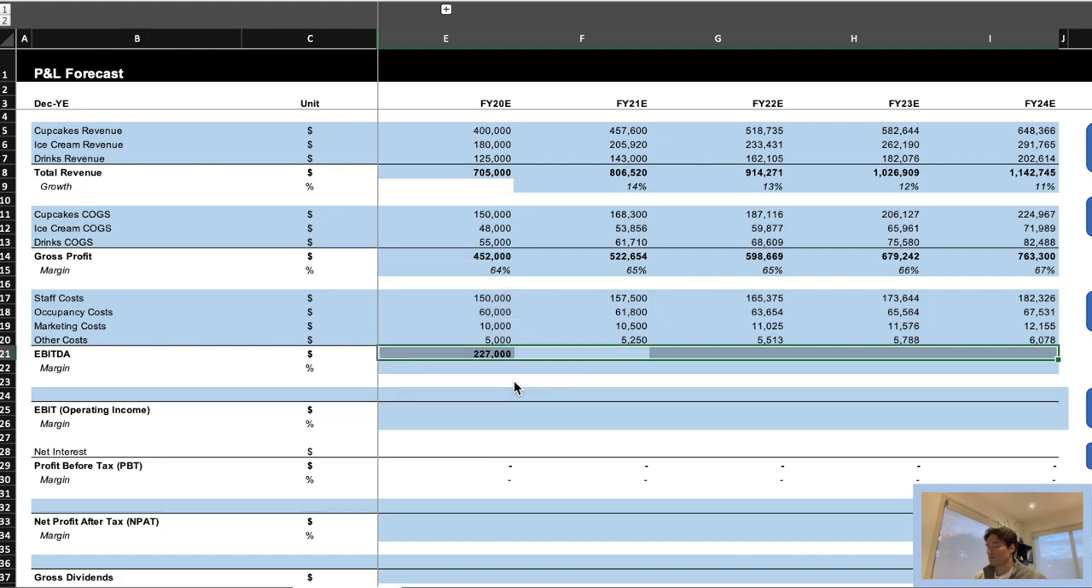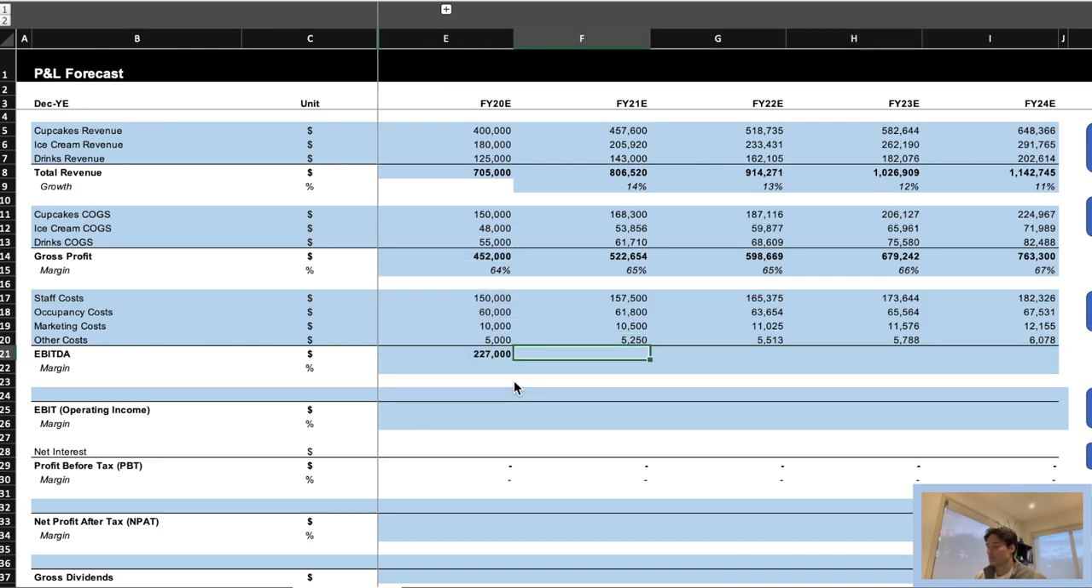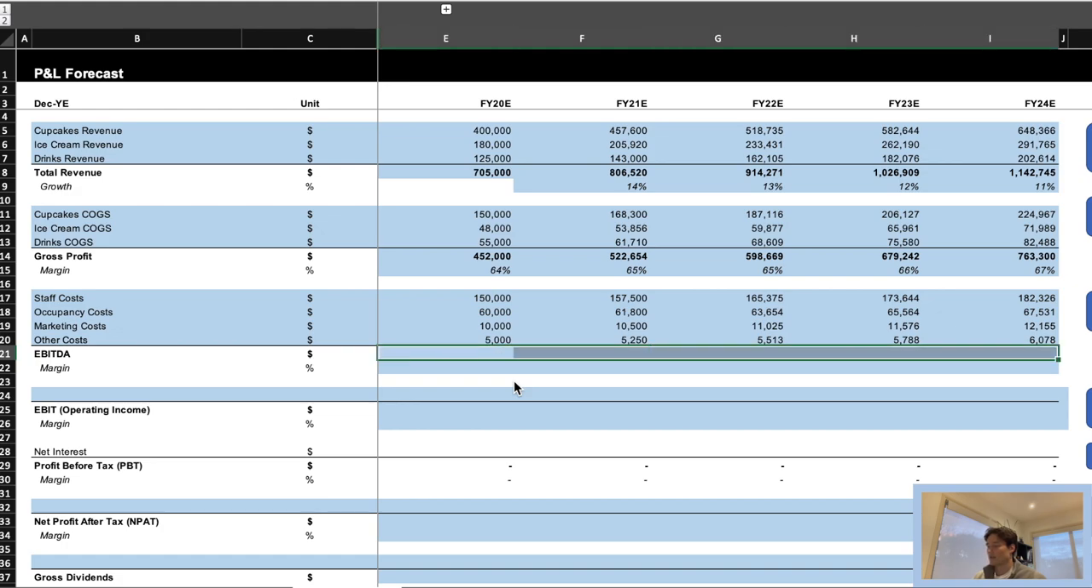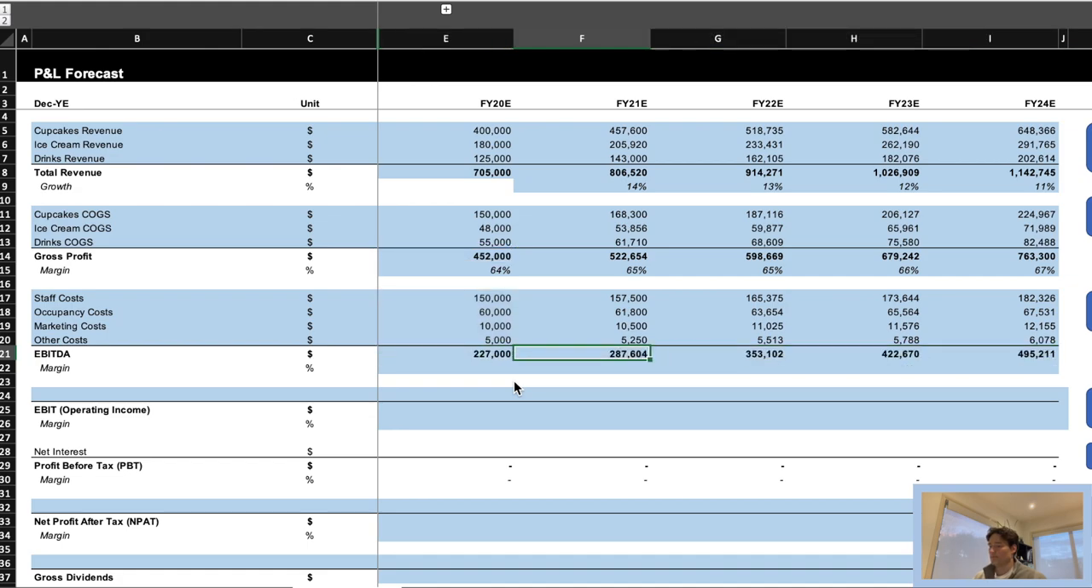Control Enter will fill out the row. Oops. Let's try that again. Great. Margin is exactly the same as prior. So just double checking that worked out.